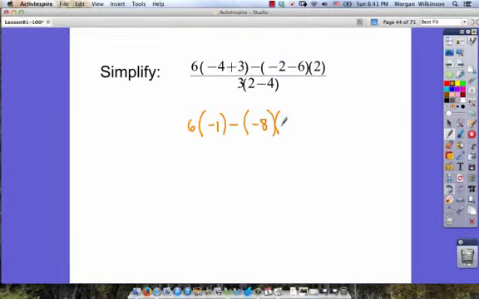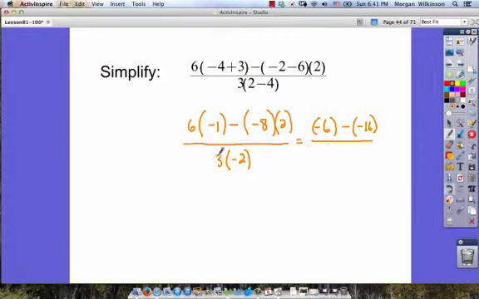And then we're going to multiply that times 2. We can simplify our denominator. 3 times 2 minus 4, 2 minus 4, that must be negative 2. And let's simplify across. 6 times negative 1. That's negative 6. So we have negative 6 minus negative 8 times 2. Well, negative 8 times 2, that must be negative 16. And we're going to divide our numerator by 3 times negative 2. That's negative 6.